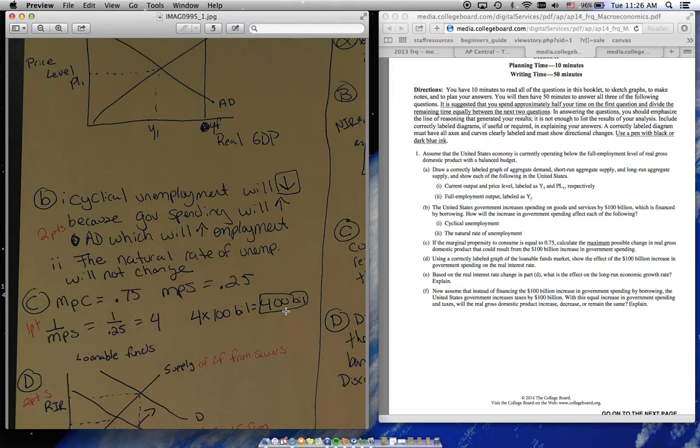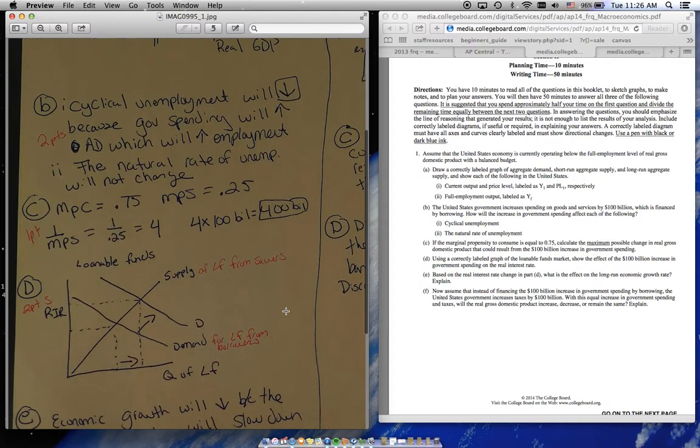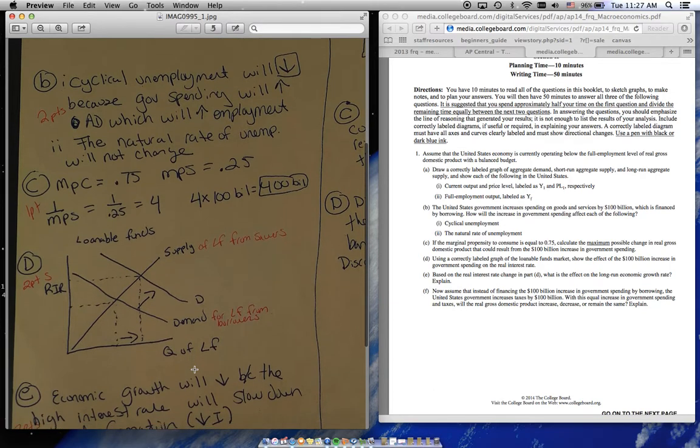So for part D, they want us to explain what is going to happen to the loanable funds market. So you draw your loanable funds market in equilibrium, and then you shift the demand, because what we've seen is the government has borrowed $100 billion. That's going to take a lot of money to do. So we're going to see a huge increase in demand. So what has happened is the real interest rate has increased. So you should be showing that the real interest rate has increased because of this, and the quantity of loanable funds has also increased.